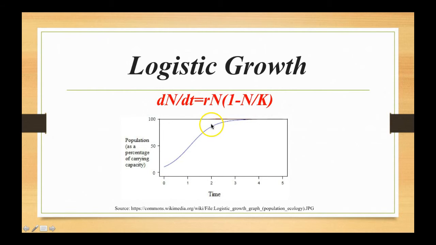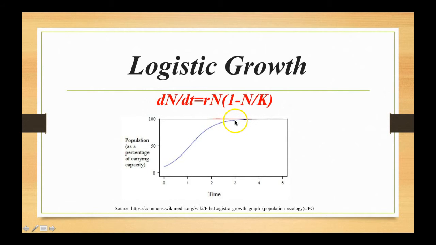So from here to here, it seems like there is exponential growth. It just keeps increasing. But as soon as it is approaching closer to the carrying capacity, which is 100 on this graph, the line becomes more flat, and then the growth rate becomes smaller and smaller, because the slope of this line is becoming smaller and smaller.